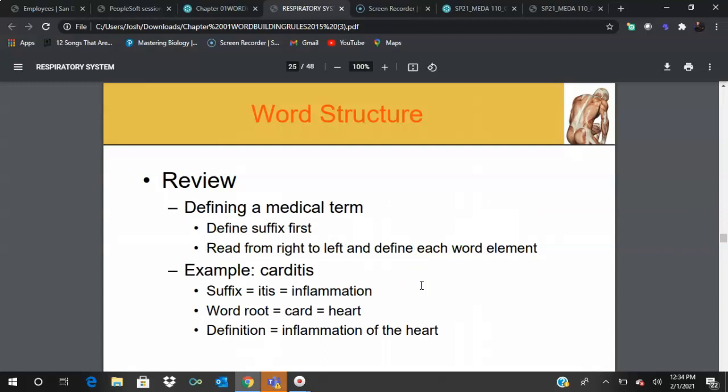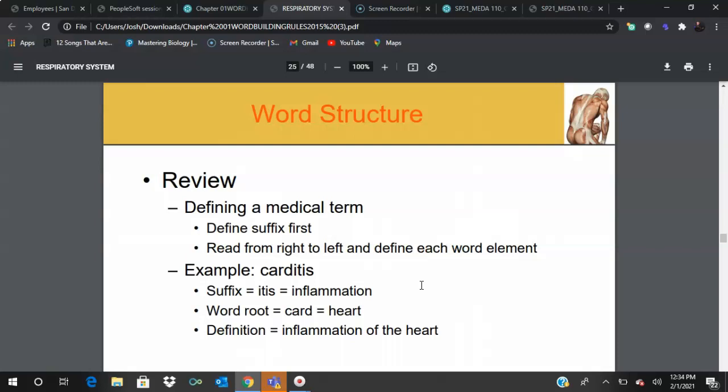Another thing we have to look at is how we read these words. It's important to realize that there's a certain way to read them, and if you mix up the order, it changes what you're saying. When we define a medical term, we always start with the suffix first, and then we go to the beginning and read from right to left. So we start with the suffix, then go back to the beginning of the word and go with the prefix and word root.